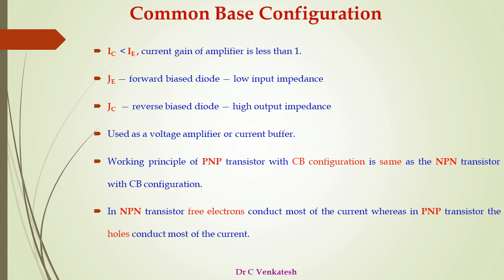The base emitter junction JE at input side acts as a forward biased diode. So, the common base amplifier has a low input impedance. On the other hand, the collector base junction JC at the output side acts somewhat like a reverse biased diode. So, the common base amplifier has high output impedance. Therefore, the common base amplifier provides a low input impedance and high output impedance.